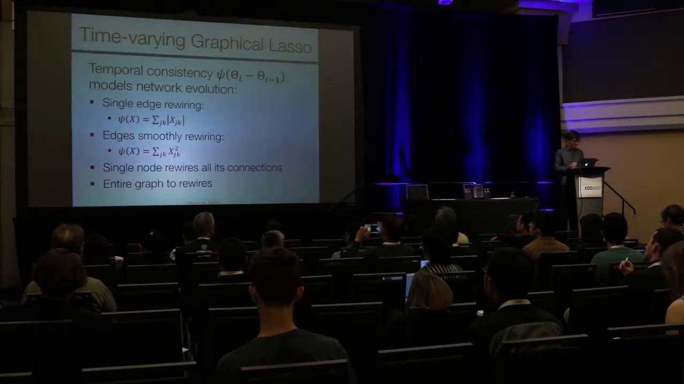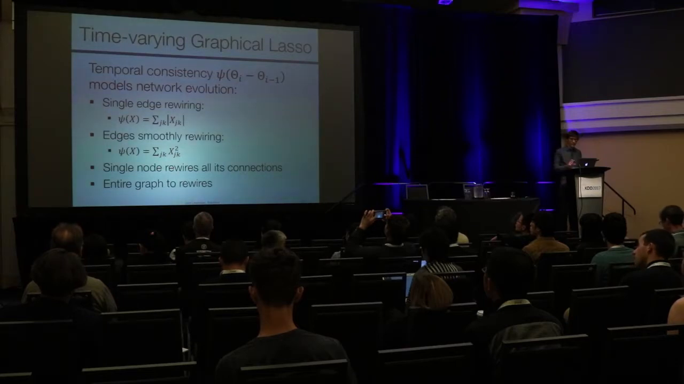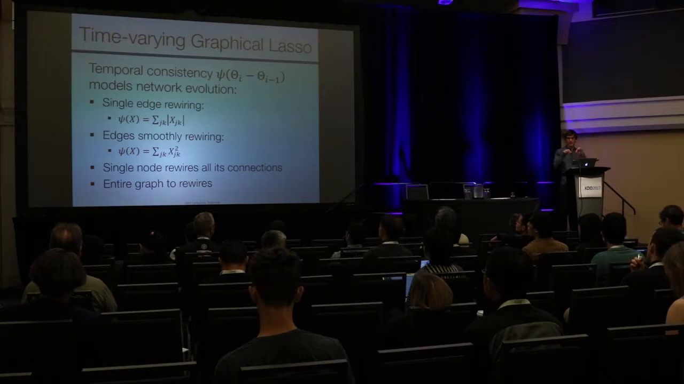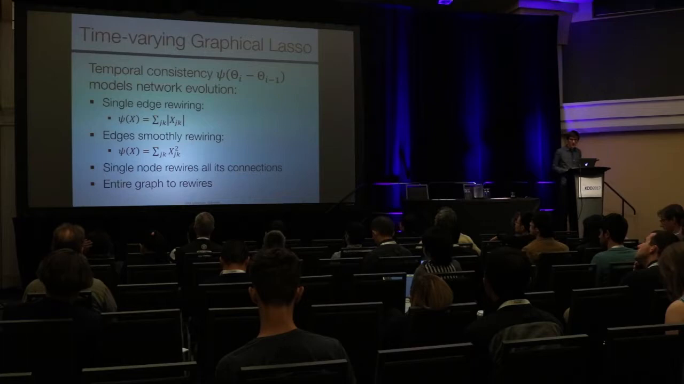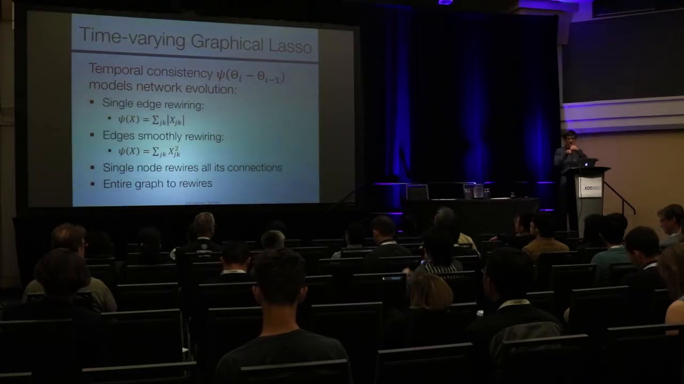Right, so for example, you can design a special penalty, as I have it here, if what you want to allow is between time steps only single edges to rewire, a small number of edges to change between consecutive time steps. For example, we can also design penalties. I don't show them down here because the equations are too long, but we can also design penalties where you basically say the network remains constant, and then I allow a single node to rewire all its connections.